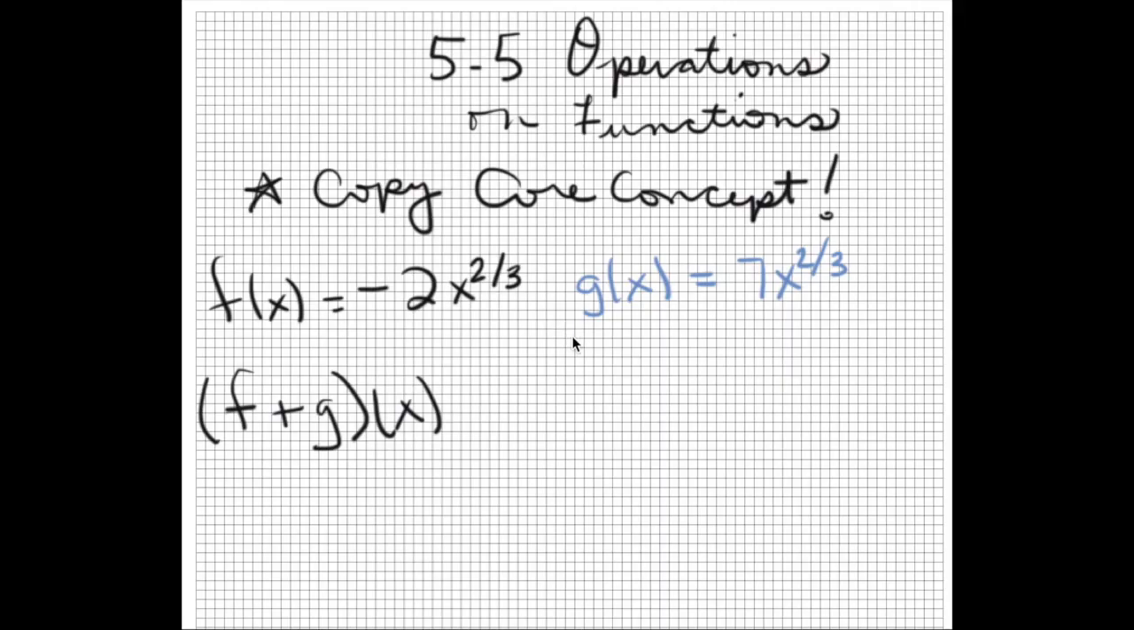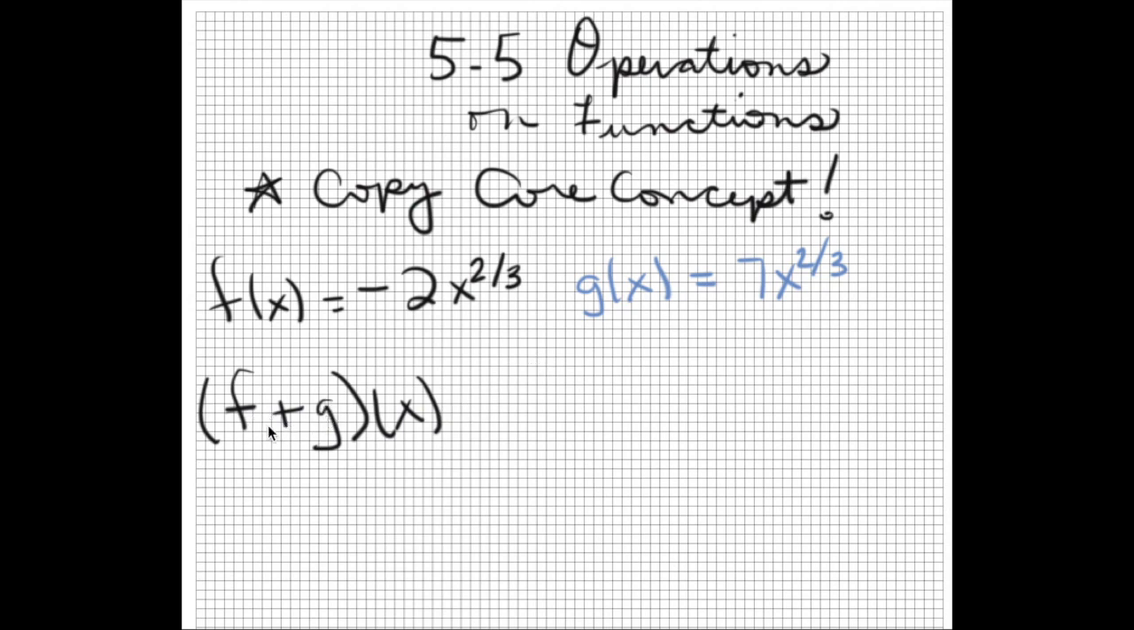Okay, we are working on section 5.5, operations on functions. The first thing I want you to do is pause this and copy down the core concept that's on page 270 and the beginning of this video. Now we're going to be working with different functions. I have f of x, which is negative 2x to the 2/3, and g of x, which is 7x to the 2/3. I'm going to color code this to make it a little bit easier.